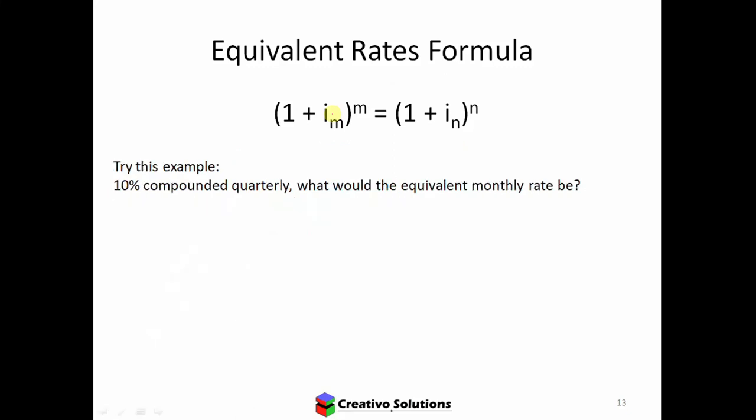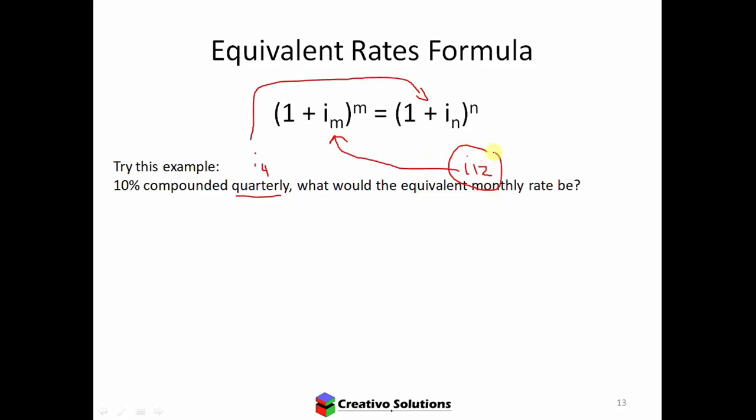Here's another example. This is 10% compounded quarterly. So what would the equivalent monthly rate be? Again, important to note, quarterly is I4, and that's been given. And then your equivalent monthly rate would be I12. Because I12 is unknown, that will go on that side, and then the I4 would go onto this side, and then you would solve the equation. You'd be searching for I12.